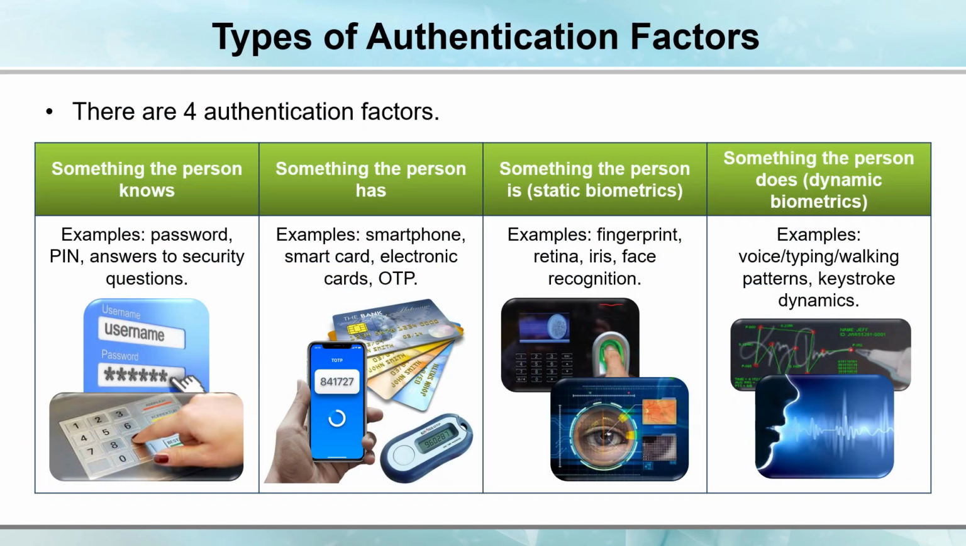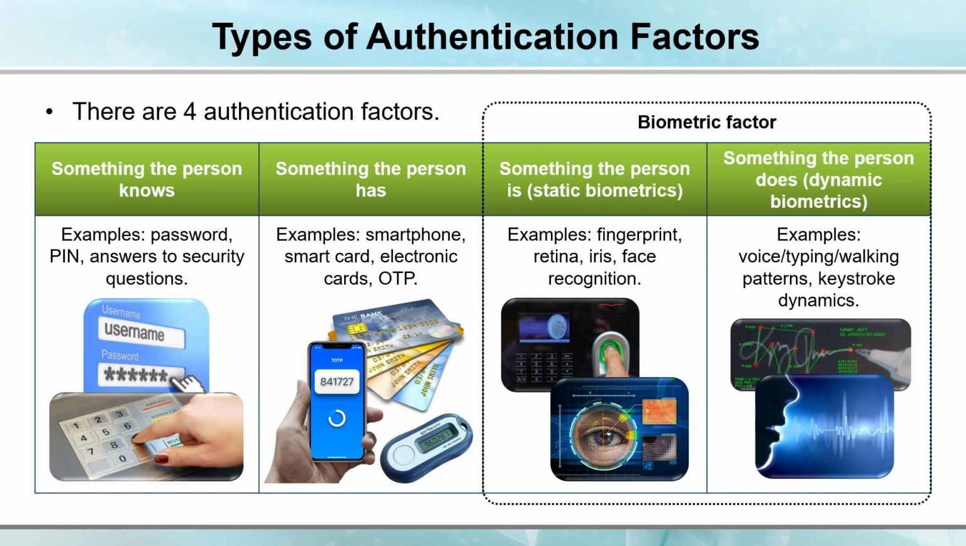Now, going a little deeper into technical knowledge, we can say that there are four types of authentication factors: something the person knows, something the person has, something the person is, and something the person does. It's also important to note that many experts group the last two into a single category known as biometric factors. Let's now look at how each of these authentication factors works.